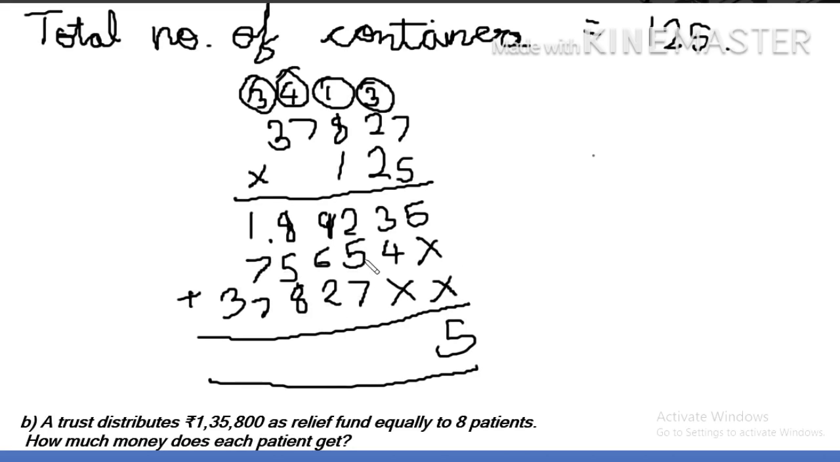5, 7, 5 plus 2, 7, 7 plus 7, 14. 1 carry over, 1 plus 9, 10, plus 6, 16, plus 2, 18. 1 carry over, 1 plus 8 is 9, plus 5, 14, plus 8 is 22. 2 carry over, 2 plus 1, 3, plus 7, 10, plus 7, 17. 1 carry over and 4.